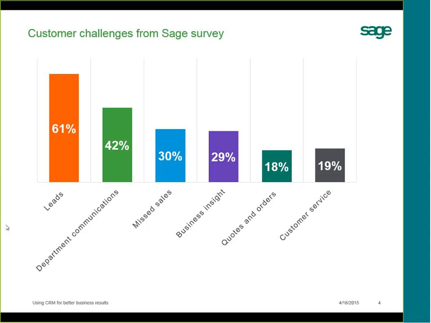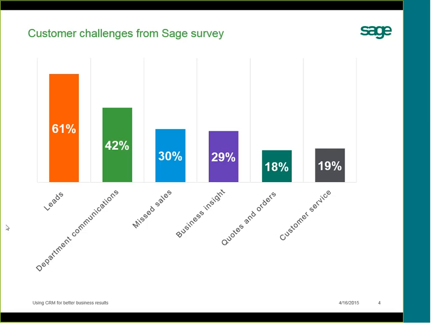42% of the customers that we surveyed say department communications is one of the issues they're facing. So just being able to collaborate between teams across different departments. 42% of organizations say that's a challenge. They don't have that ability today. A CRM tool is going to give you that ability.